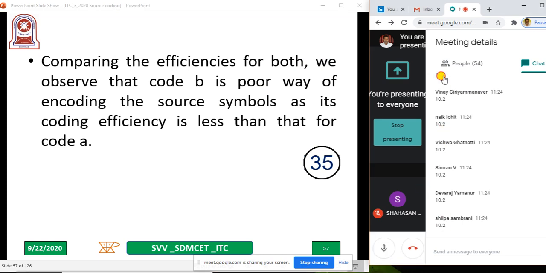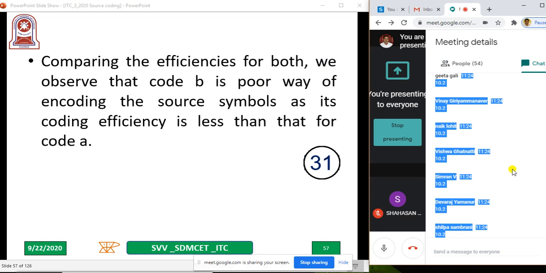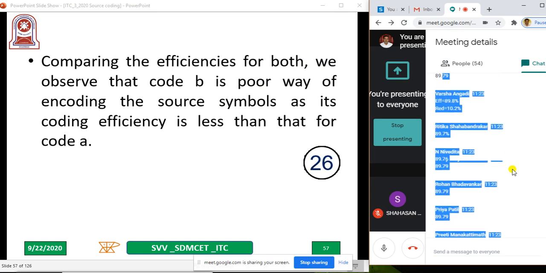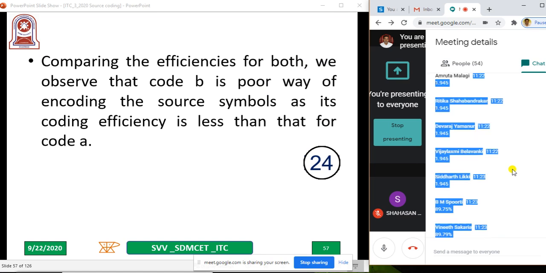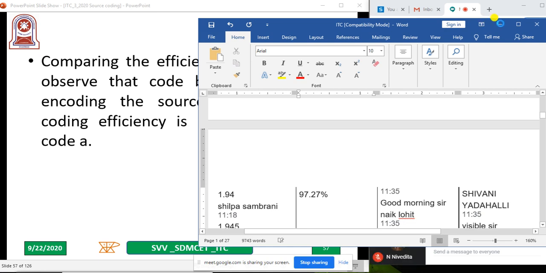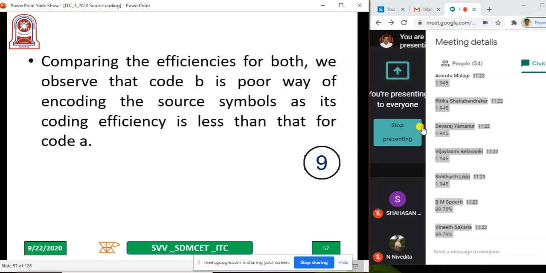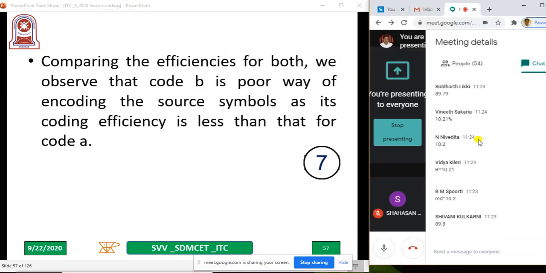I'll try to copy down these answers. This will be your attendance, because many students simply keep it on and they will go, and they tell 100 reasons. Okay. So, I think you have a class maybe, let me check it. If you have a class, we'll try to wind up now.